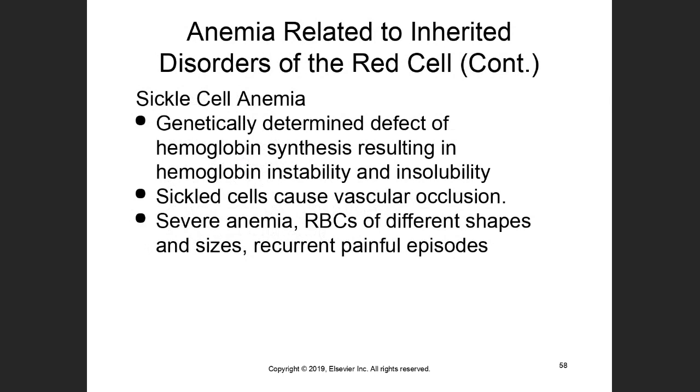Now we have sickle cell anemia. Sickle cell anemia is a normocytic anemia, from 80 to 100. Okay? The MCV is going to be from 80 to 100. It's normal. It's a genetic condition.